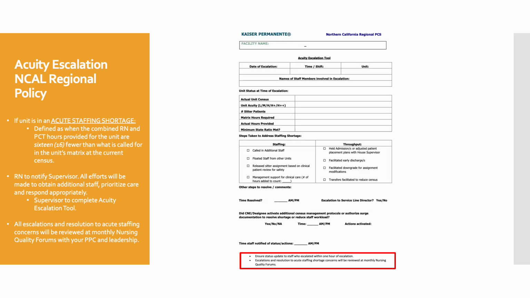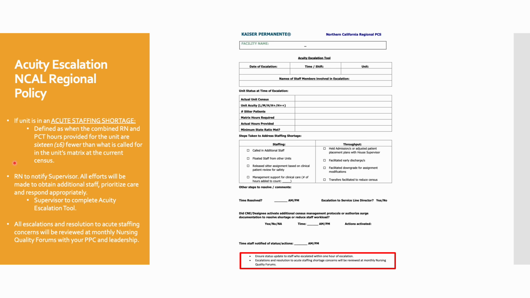This is the acuity escalation NCAL regional policy. It went live April of 2023. We now have a definition of what acute staffing shortage is. It is defined as when the combined RN and PCT hours provided for the unit are 16 fewer than what is called for in the unit's matrix at the current census.